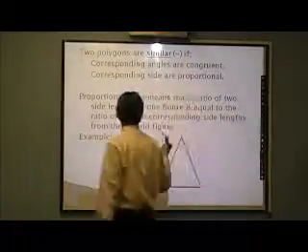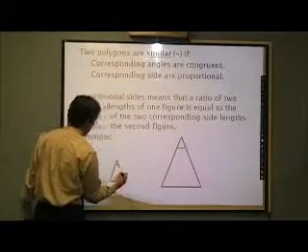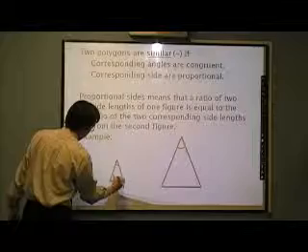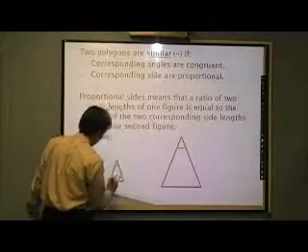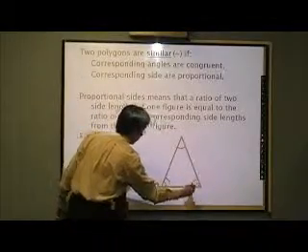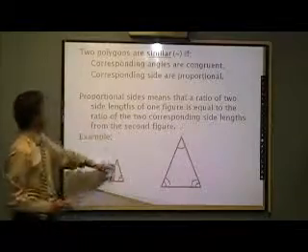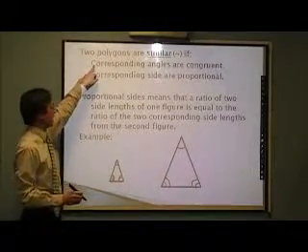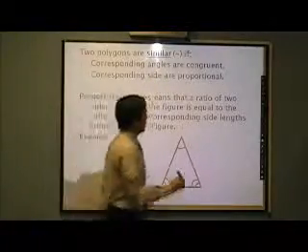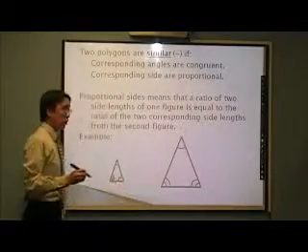Let's say that I had these two isosceles triangles whose vertex angle and base angles were congruent. So that meets the first criterion. Corresponding angles are congruent, which we've established. The second part, though, is that they must be proportional.